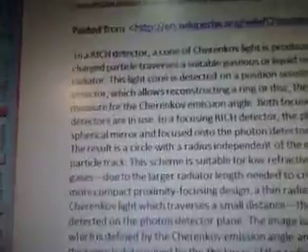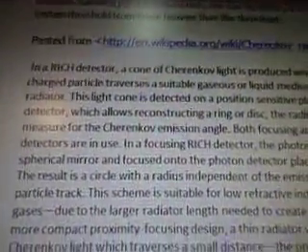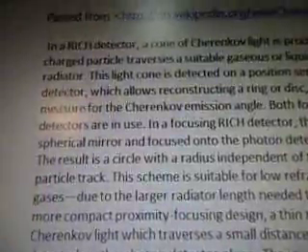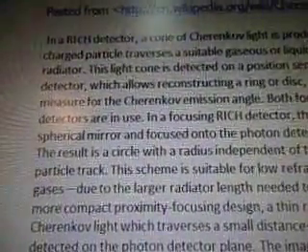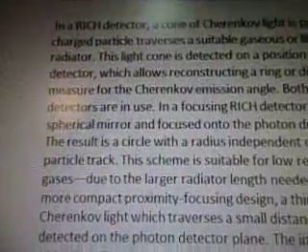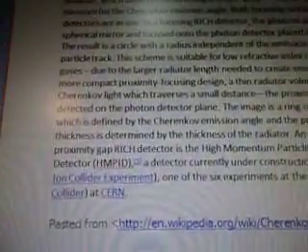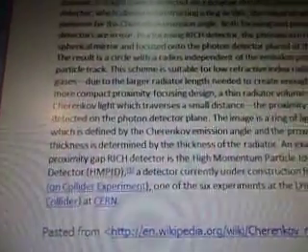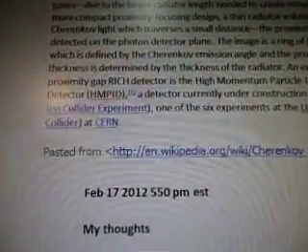Then we have a RICH detector that comes up, and it talks about high-speed charged particles traversing a suitable gaseous or liquid medium, often called the radiator. This light cone is detected on a position-sensitive planar photon detector, which allows reconstructing a ring or disk. Okay, it's a detector. It's used to detect photons. Sorry, I seem to be losing my voice.